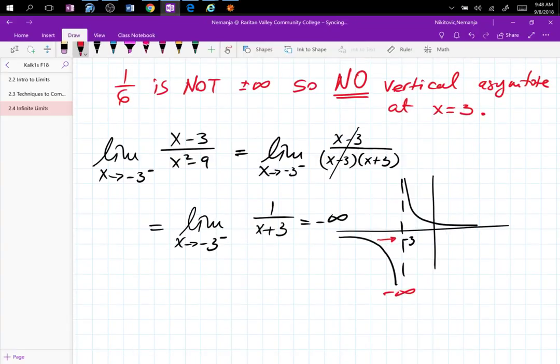So x equals -3 is a vertical asymptote, because you got the infinity. That satisfies our definition for vertical asymptotes.